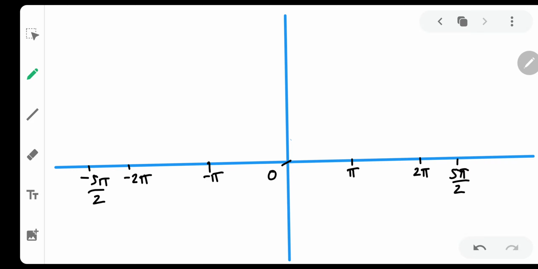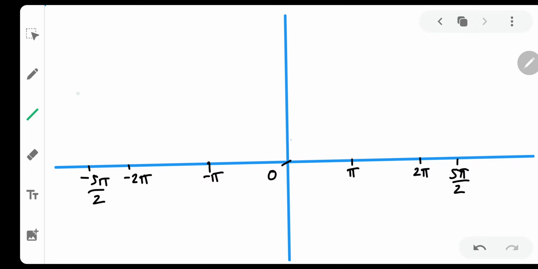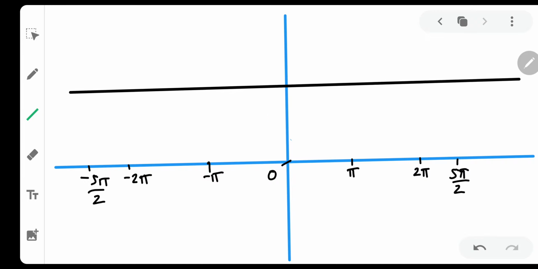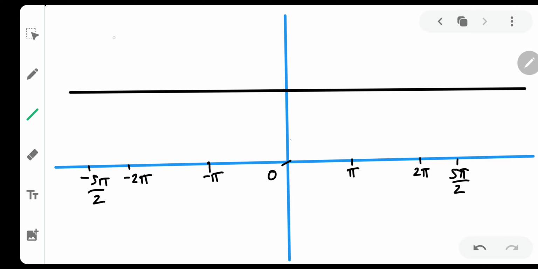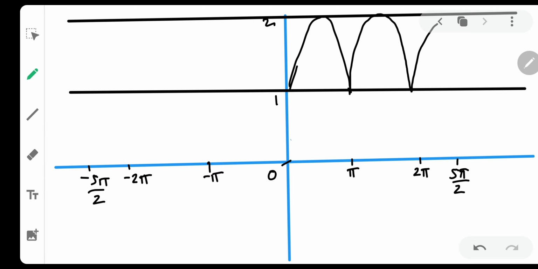Okay, the range was from 1 to 2. So with some dotted line, black line, let us say, from 1 to 2, I am drawing this graph. Now this line is 1 and this line is 2. Okay, so this graph will be looking something like this. Okay, and the same graph will be looking over here something like this.